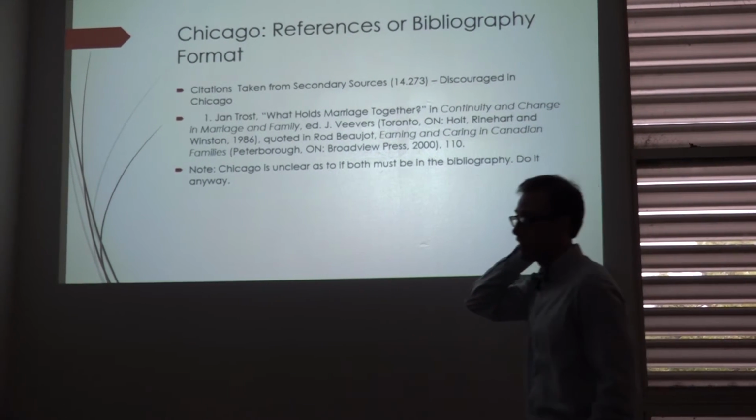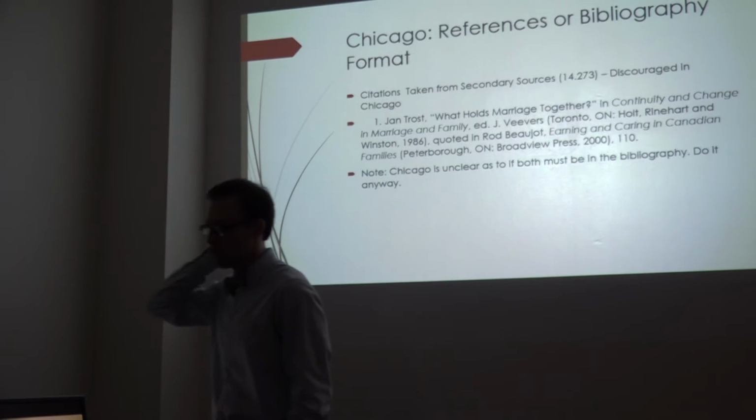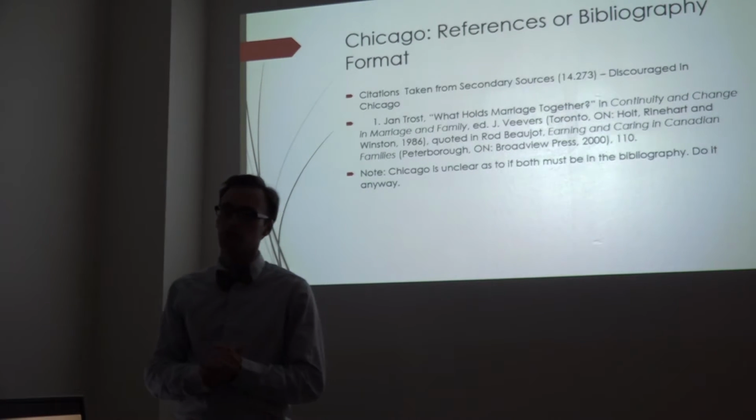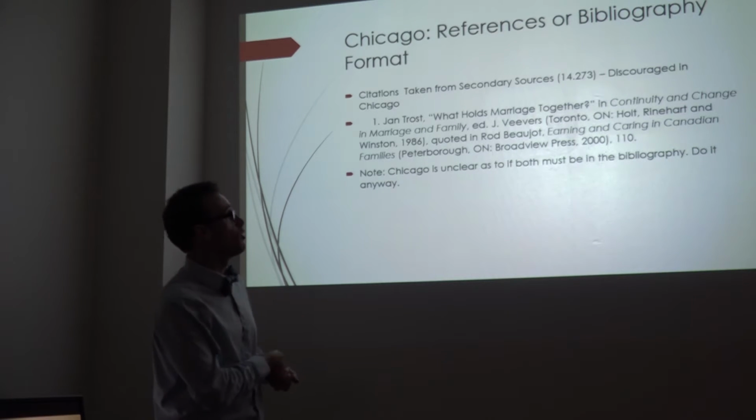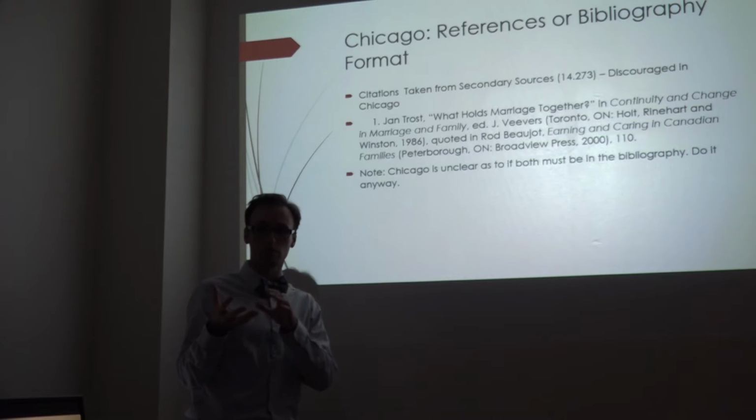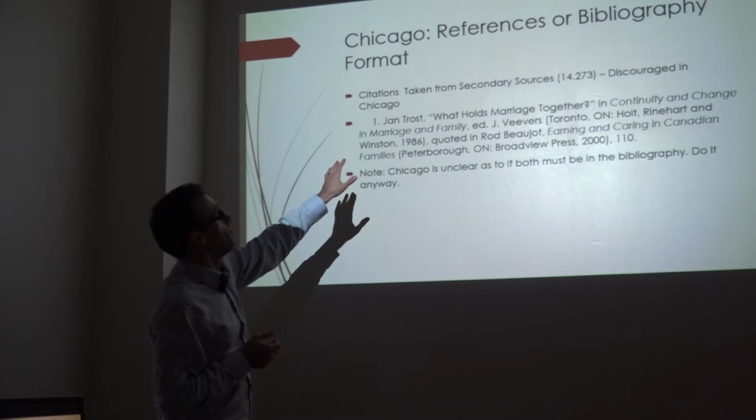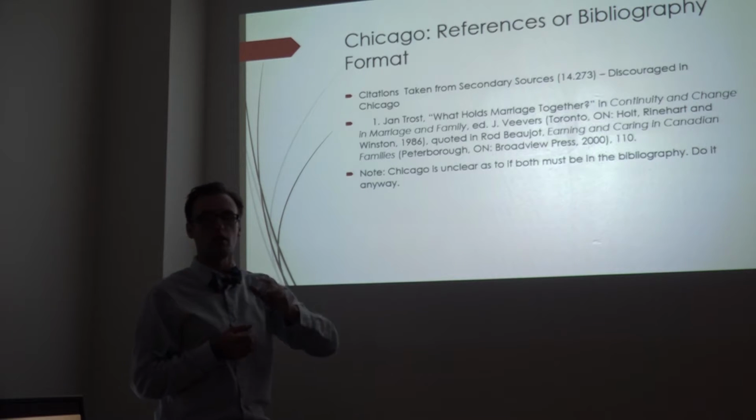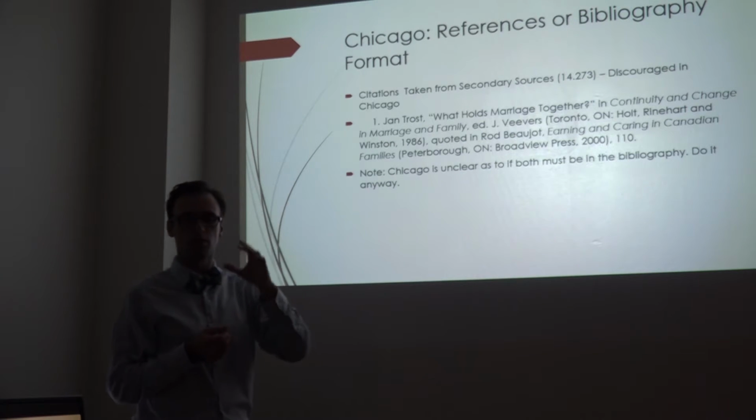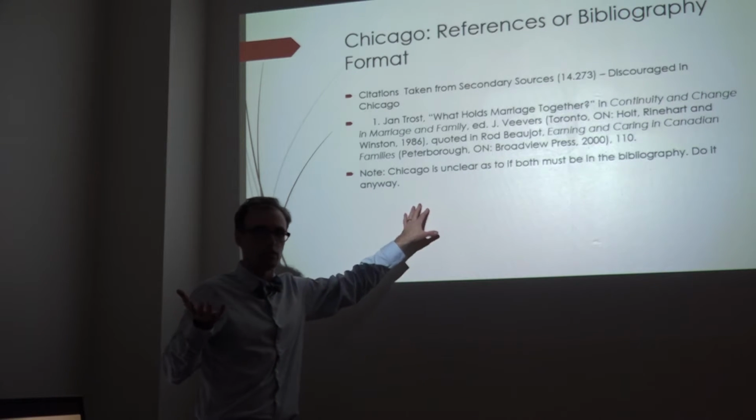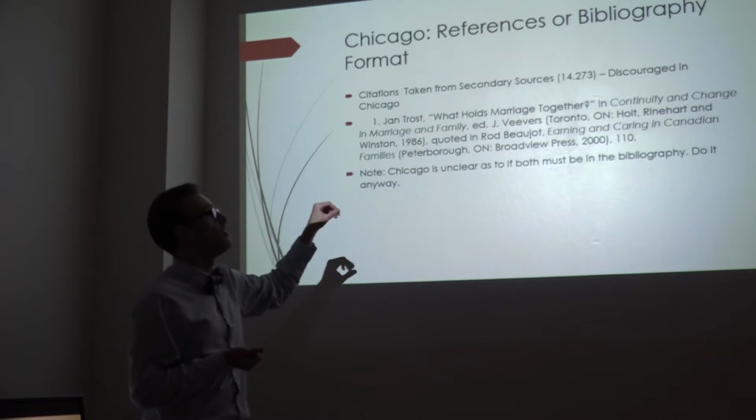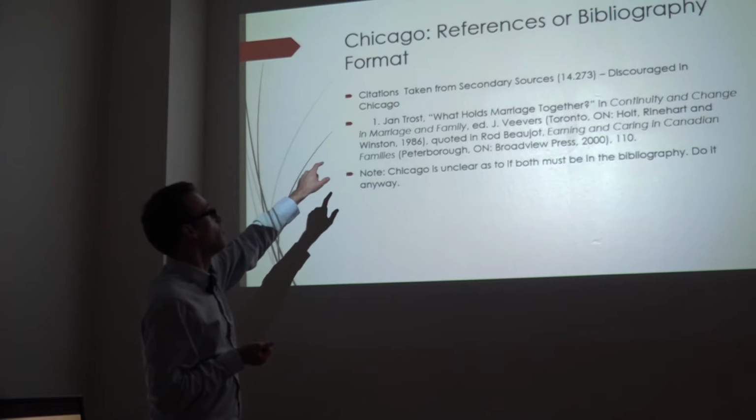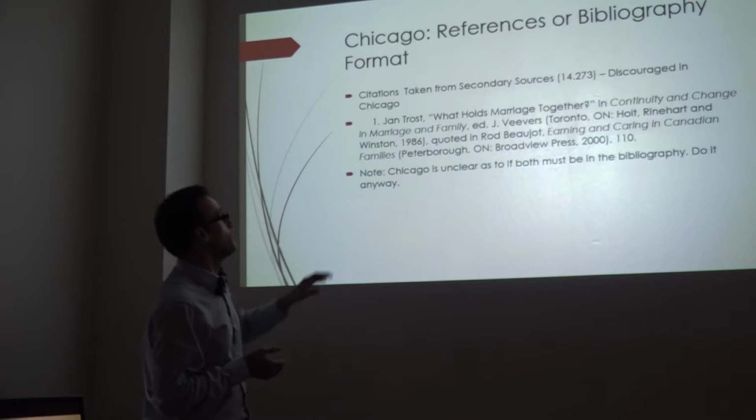Secondary sources, this sometimes happens, but interesting that Chicago actually discourages you from using secondary sources whenever possible. So, quoting something within another author. If an author refers to another author and you're quoting that second author, Chicago recommends, especially if you're doing a dissertation, to find the original work that quote was in, rather than citing it as a secondary source.